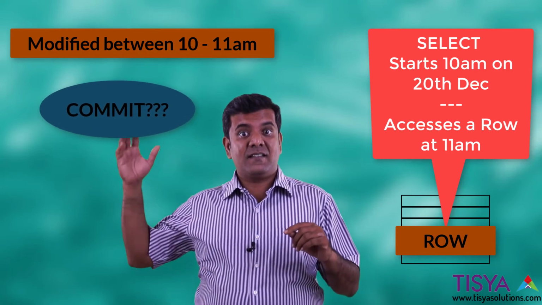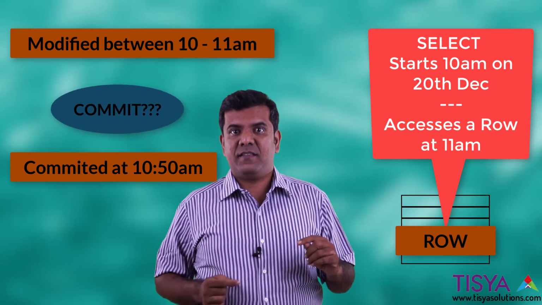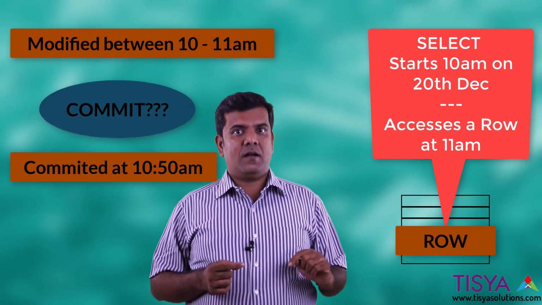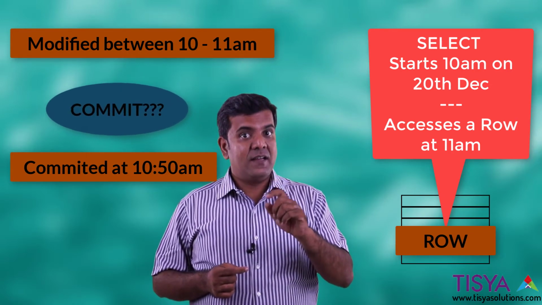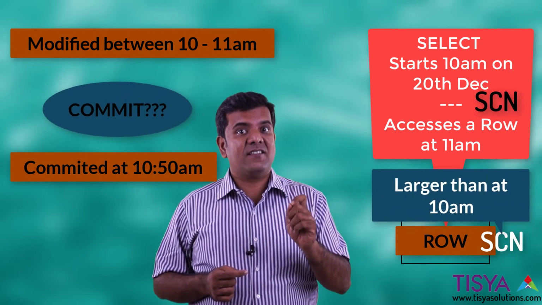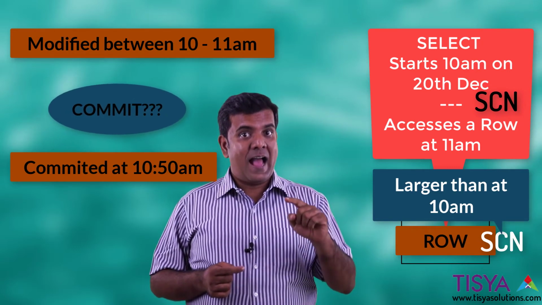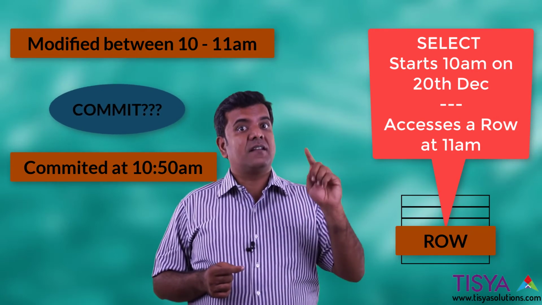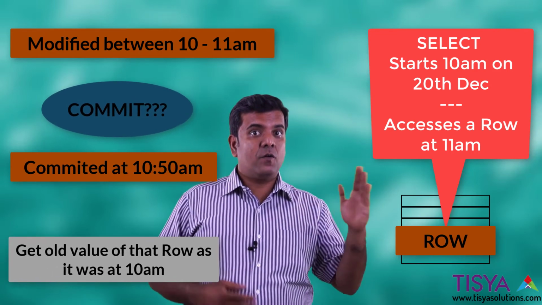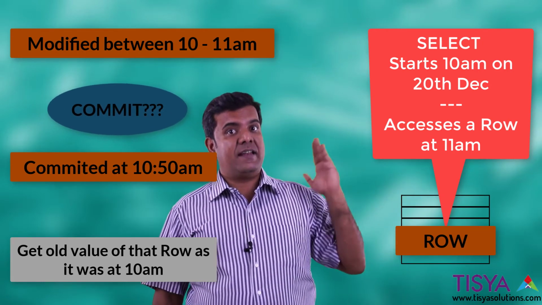Second situation, let's say the other user committed after making a change at 10:50 a.m. on 20th December. So when this select statement comes to this row, it sees that there is no lock, but identifies that the SCN of this row is more than the SCN as it was at 10 a.m., which means this row has been updated and committed after the select was fired. Under such circumstances, the select statement will have to go to the undo space, get the old value for the other DML that was processed and give it.